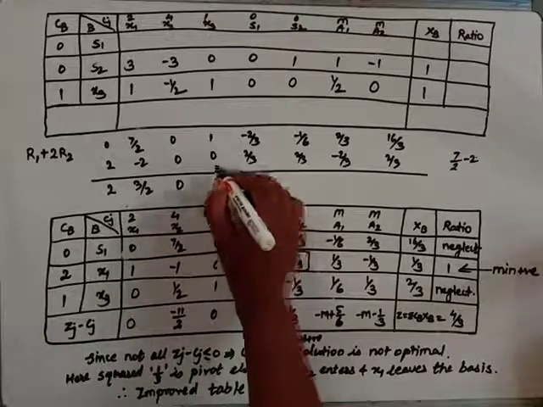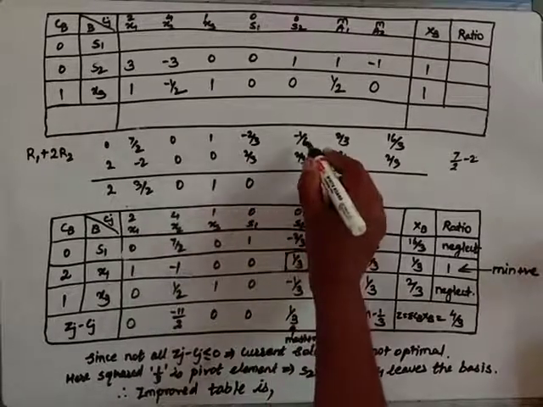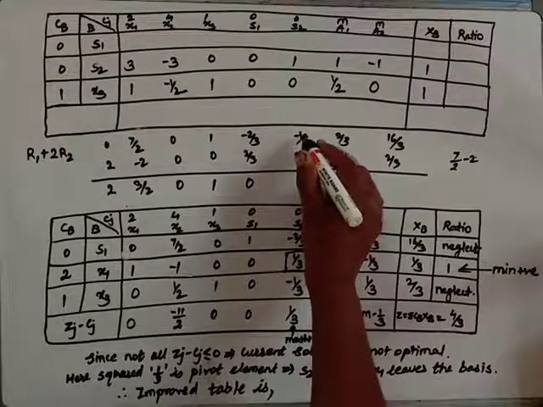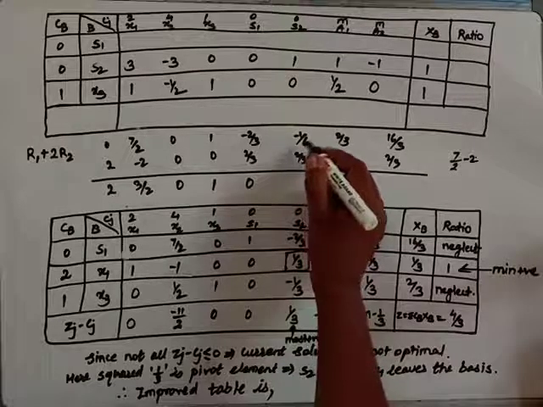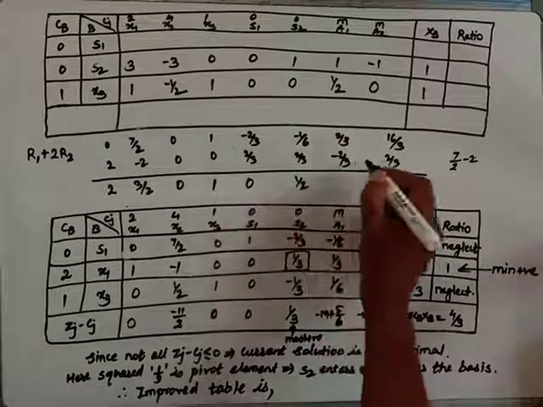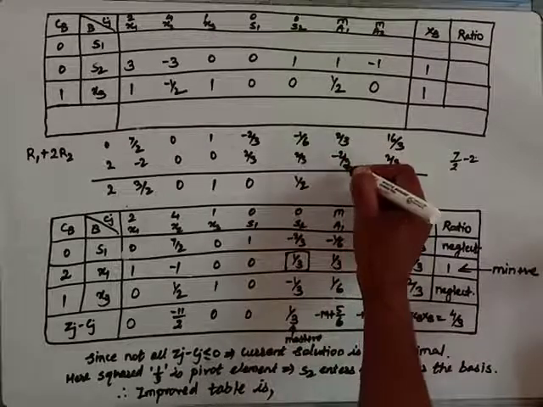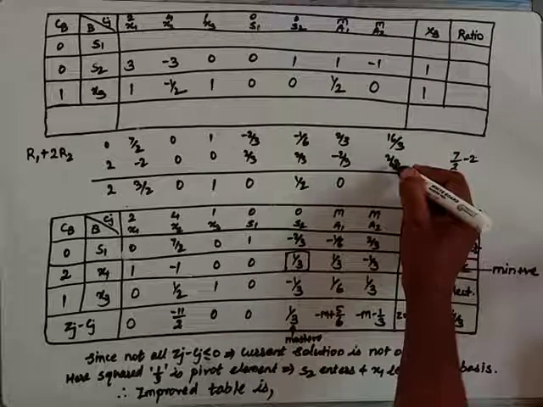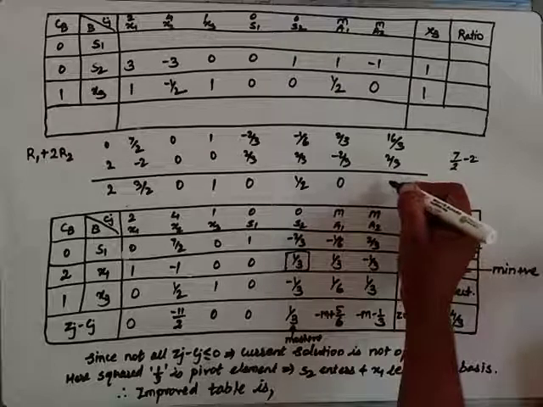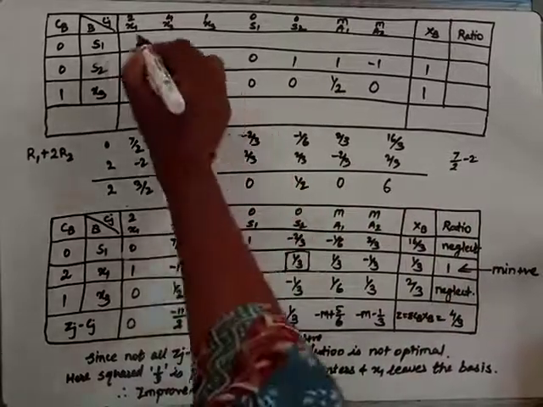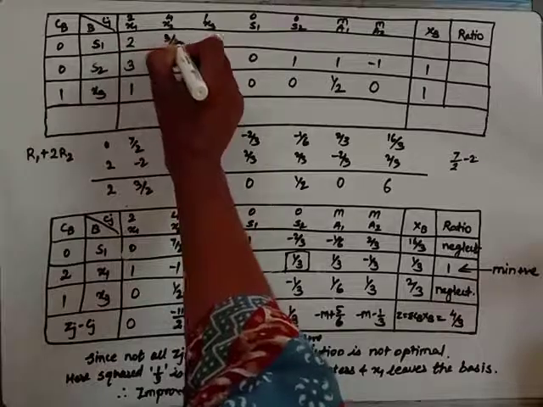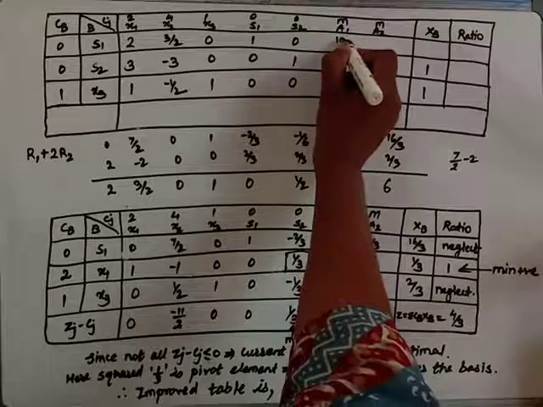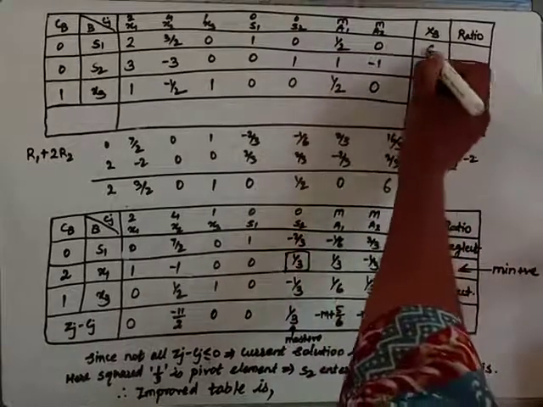0, so it is 1. This is 0. Now minus 1 by 6 plus 2 by 3. So LCM will be 6. Minus 1 plus 4, so 3 by 6. So it will become half. Now minus 2 by 3 plus this is 0. Now 16 by 3 plus 2 by 3, so 18 by 3. So it is 6. So the entries are 2, 3 by 2, 0, 1, 0, half, 0 and 6.